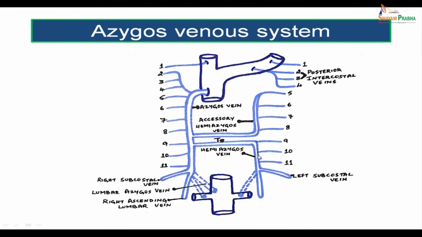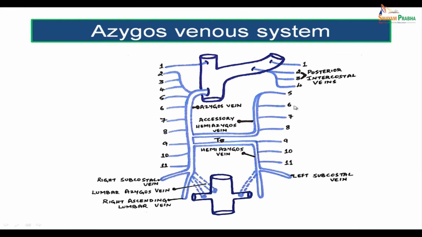This will pierce the left crus. The azygos vein enters through the aortic aperture, whereas the hemiazygos vein will pierce the left crus and enter the thoracic cage. It is going to receive the 9th, 10th and 11th posterior intercostal veins, cross the midline and end in the azygos vein opposite T8.